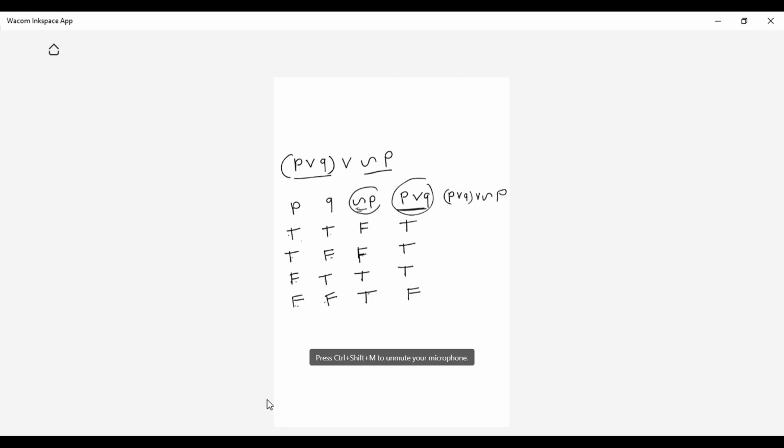Now I have got negation P, right? So what I have to do? I have to take the ORing of these two. What we have to find out is the ORing of these two. False, true: ORing is true. False, true: ORing is true. True, true: ORing is true. True, false: ORing is true. So all the values I'm getting as true.